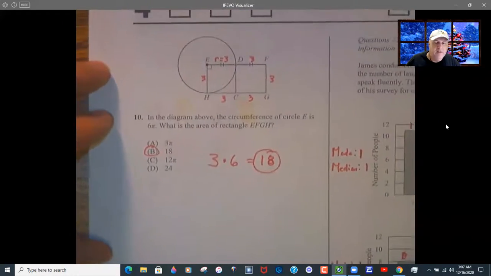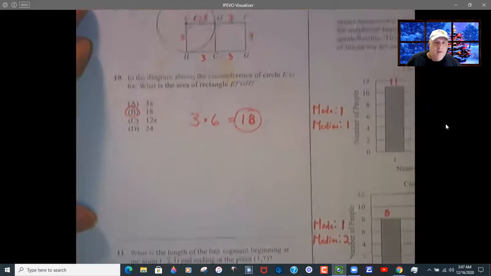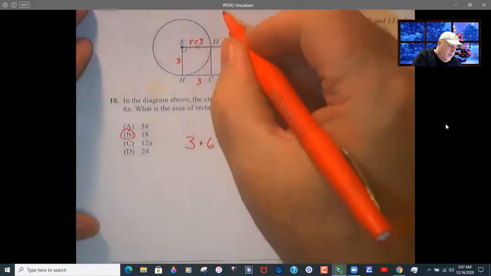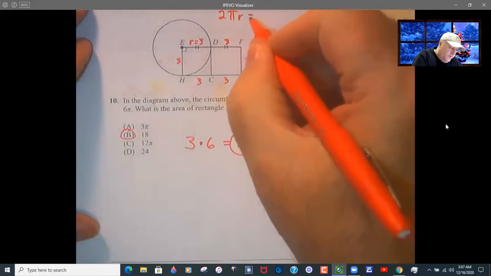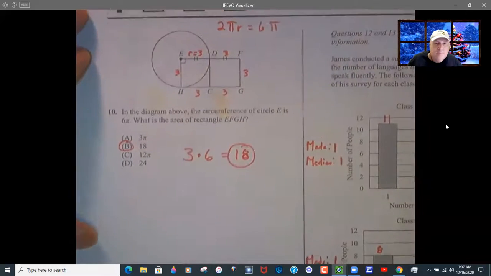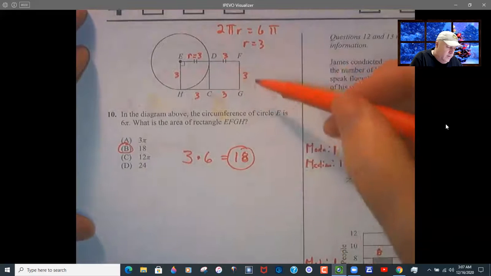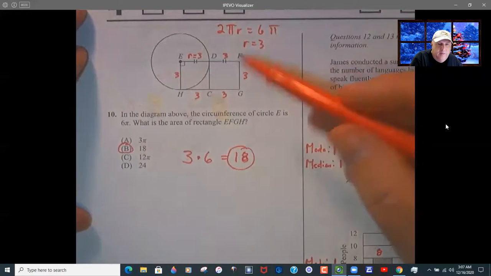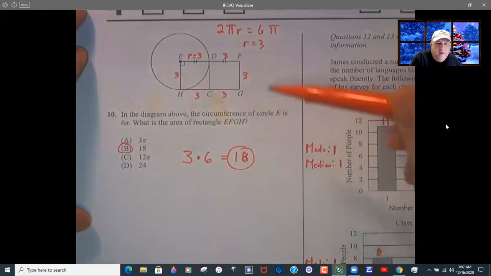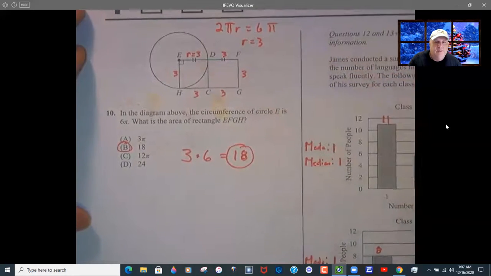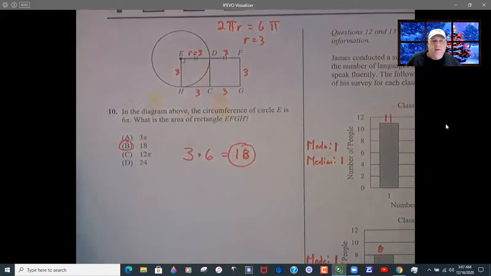Okay, problem 10. So the circumference is 6 pi. So we have 2 pi r is 6 pi. R is 3. And then you can literally go everywhere around there, knowing with those equal marks, what's the area of EFGH? So 6 times 3 is the area of that rectangle. So that's problems 1 through 10 for the calculator portion of SAT practice test number 2.